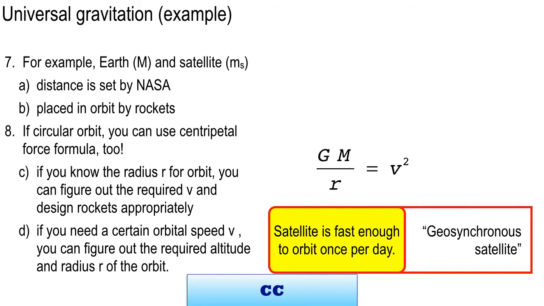So that's an example of using Sir Isaac Newton's law of universal gravitation and the centripetal force formula, the whole idea of centripetal force and centripetal acceleration. GM over r equals v squared. Let me pause for questions.